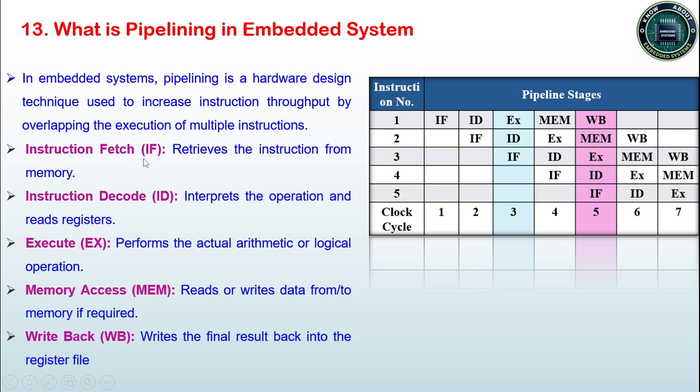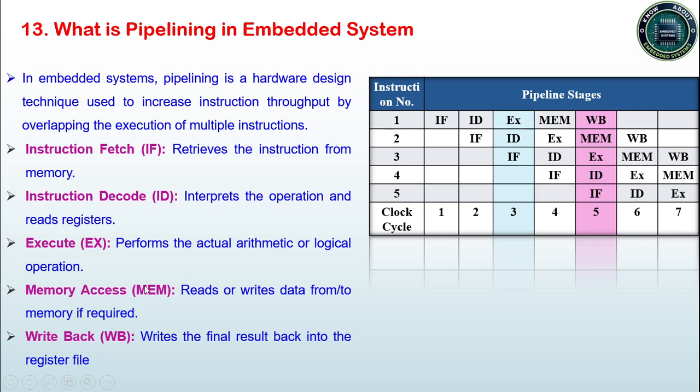What do you mean by instruction fetch? Instruction fetch means it retrieves the instruction from the memory. Very straightforward definition. Next, instruction decode. It interprets the operation and reads the register. That means the processor will decode its operation. Third, execution. Execution means exactly the execution of your instruction, whether it's an addition, subtraction, multiplication, and so on.